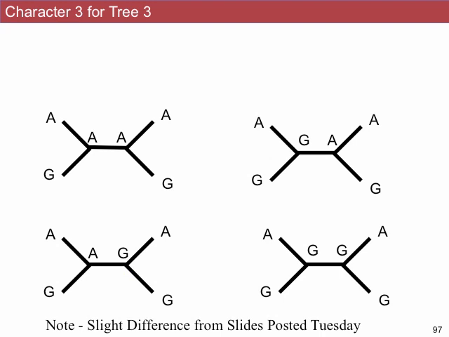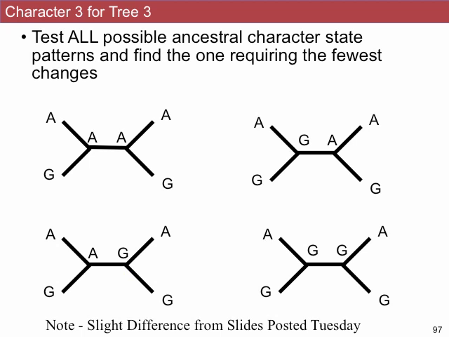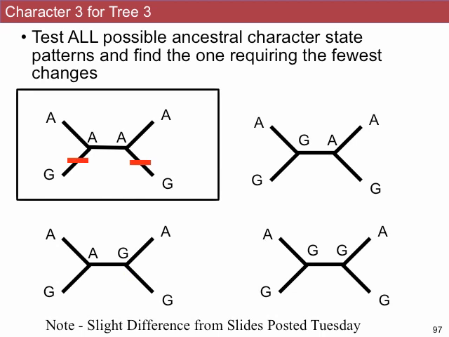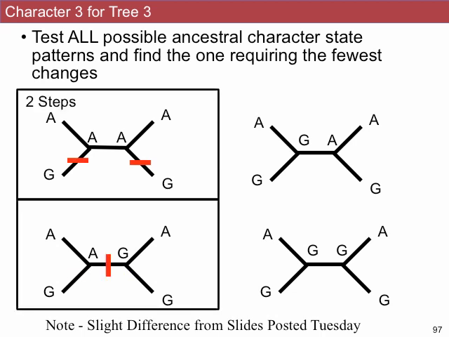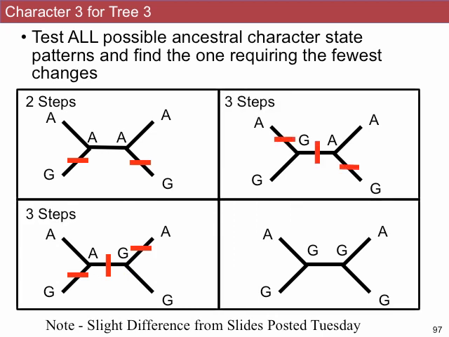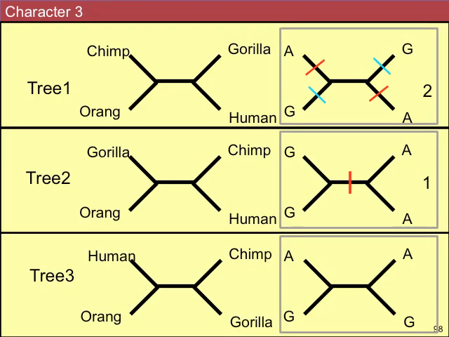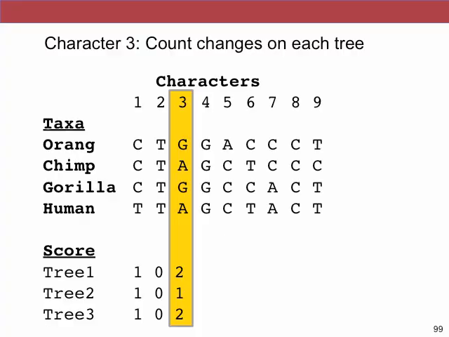Okay, so now we do it again. I've just drawn on here the two possible patterns. They each come up to 2 changes, so the sum is 2. And now we go to tree 2. So character 3 on tree 2. Again, ancestral character states are either G or A. We now go through the exercise. 2 steps for that one. 5 steps for that one. 1 step for that one. 2 steps for that one. So what's the winner? 1. So for this character on tree number 2, we have a difference in the minimum number of changes compared to tree number 1. We go to tree number 3.